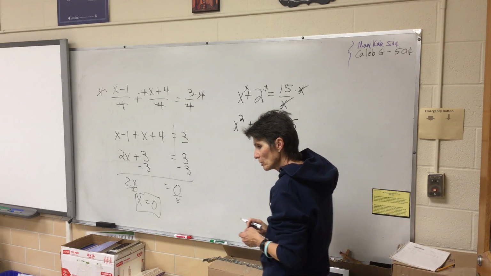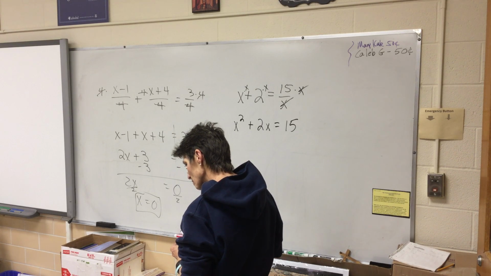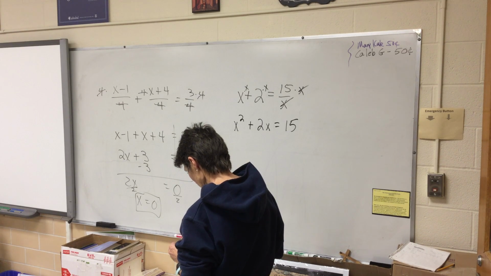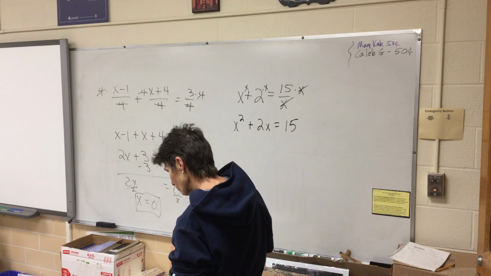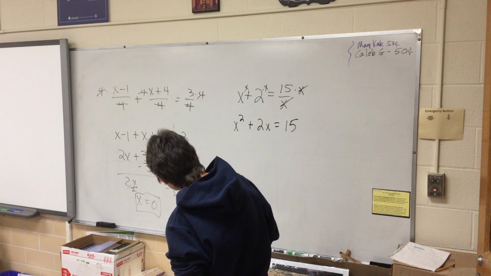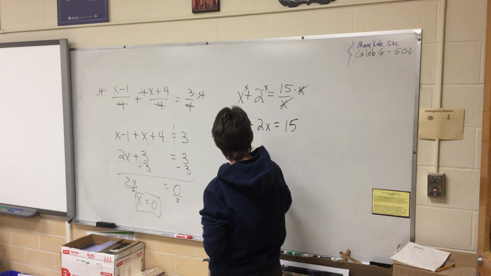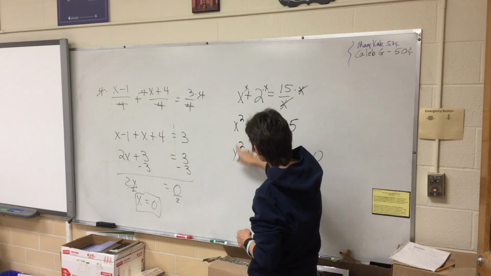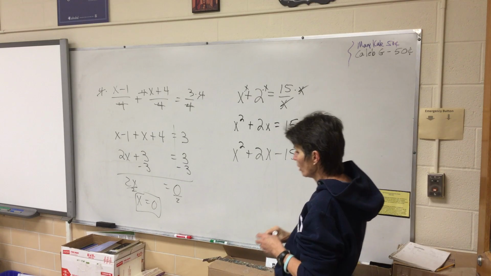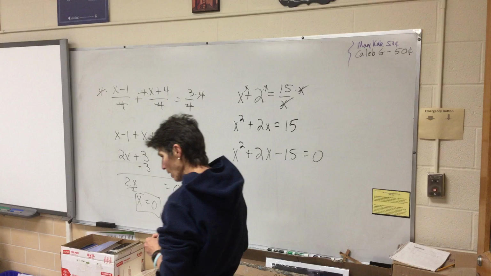All right, what do you think you're going to do now? We're not done. Would you subtract 15 over to set it to 0? Absolutely, it's a quadratic equation, and we always want to have our quadratic equation set equal to 0. Perfect. Perfect, perfect, perfect. Now what?